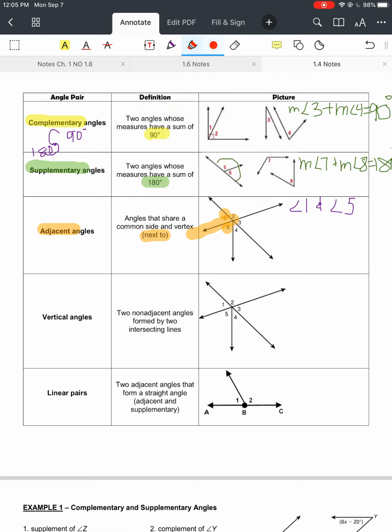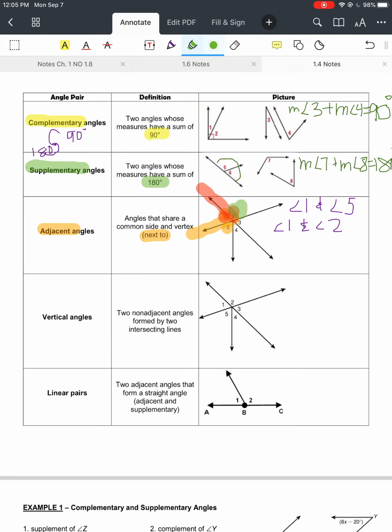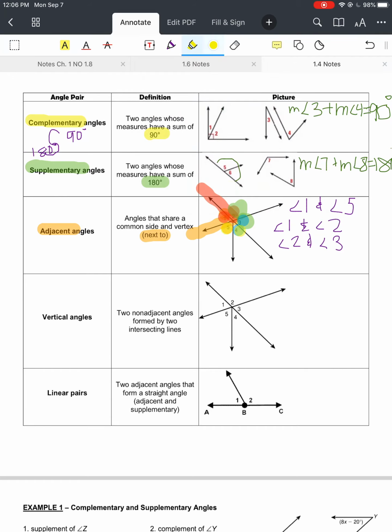At the same time, angle 1 and angle 2 are adjacent. Again, they're right next to each other. They share this common side. You might be thinking, angle 2 is also adjacent to something else, and it is. Angle 2 is adjacent to angle 3. And then angle 3, you might have guessed it, is adjacent to angle 4. And lastly, 4 and 5 are also adjacent. I'm running out of colors, there are so many. Again, right next to each other means adjacent.